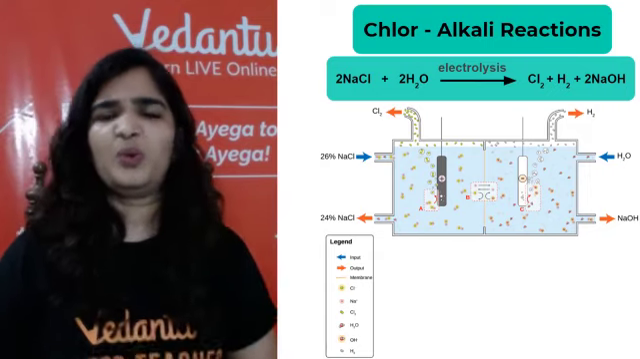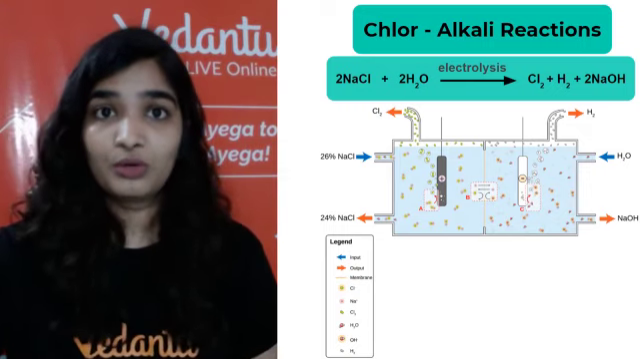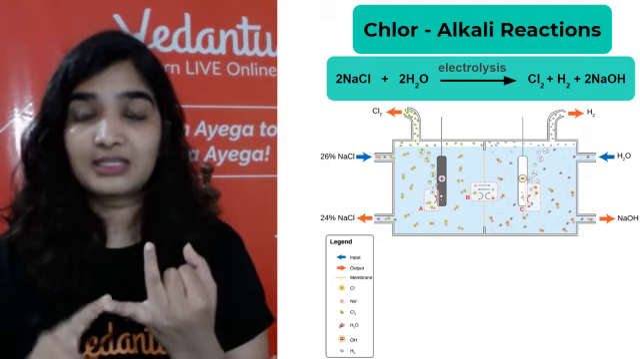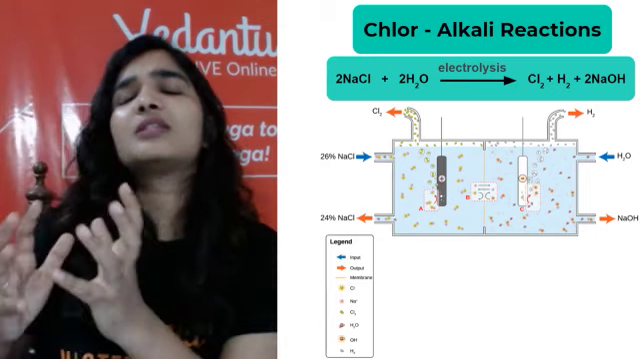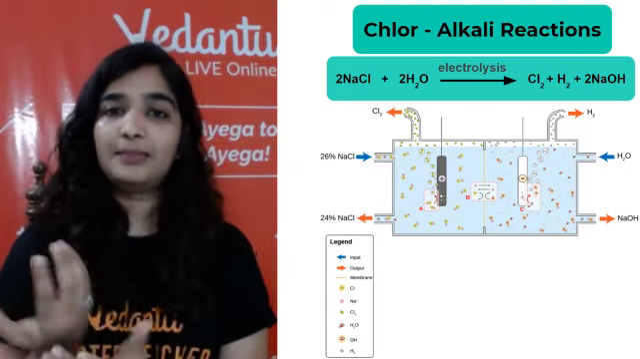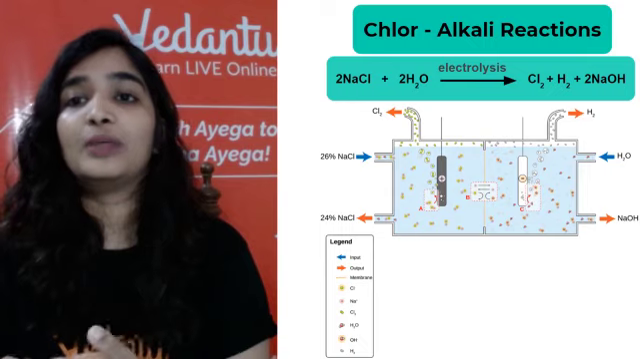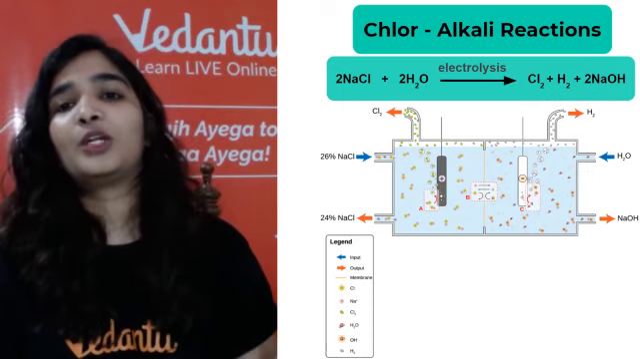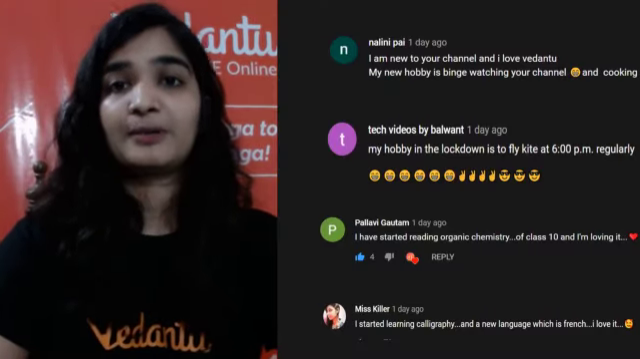So what about NaOH? Water has H plus and OH minus. H plus has gone as hydrogen, but what about OH minus? That is still there in our solution. Na plus is also there, so they combine to give NaOH. This reaction takes place near the cathode. So this is basically the chlor-alkali process, and the equation will be NaCl plus H2O giving Cl2 plus H2 plus NaOH. Obviously you have to balance it, so you get 2 NaCl plus 2 H2O giving Cl2, H2 and 2 NaOH.